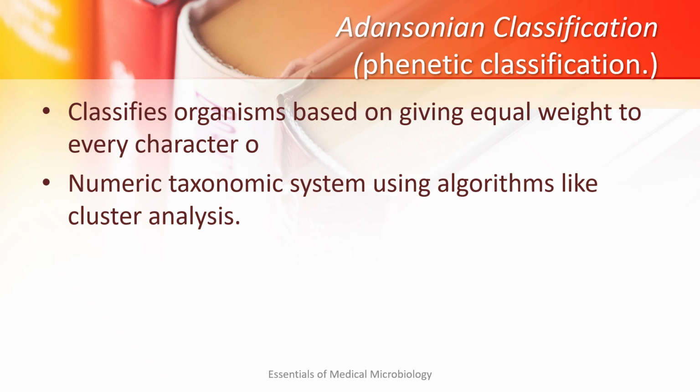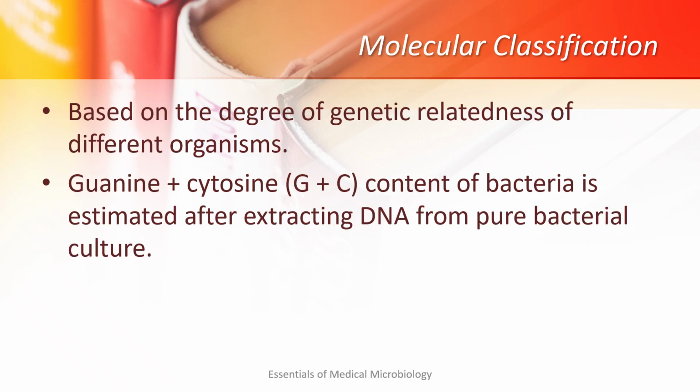Then the last thing is the adansonian classification, which we call by another name, the numerical classification. It classifies organisms based on giving equal weight to every character. It gives a numeric taxonomic system using an algorithm like cluster analysis. By the number representation, we are going to classify this.